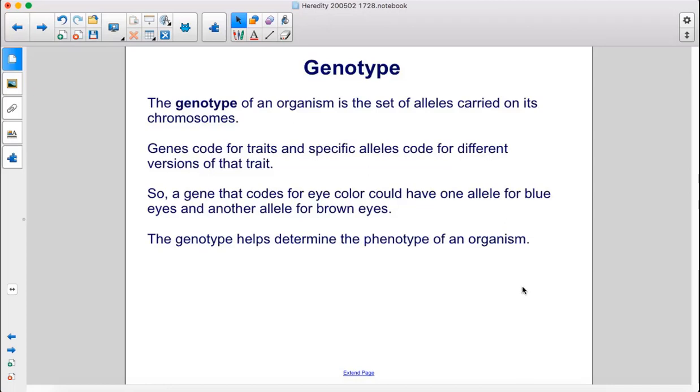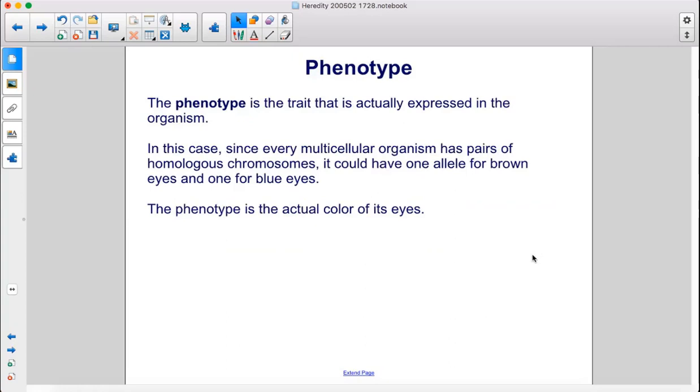The genotype of an organism is the set of alleles carried on its chromosomes. Genes code for traits and specific alleles code for different versions of that trait. So a gene that codes for eye color could have one allele for blue eyes and another allele for brown eyes. The genotype helps determine the phenotype of an organism. The phenotype is the trait that is actually expressed in the organism.